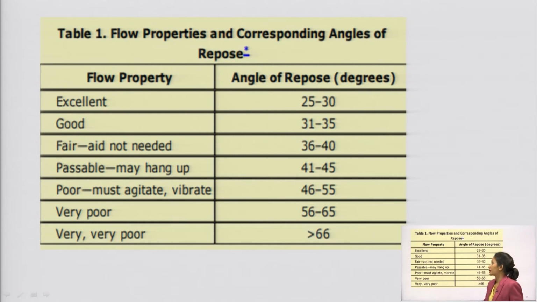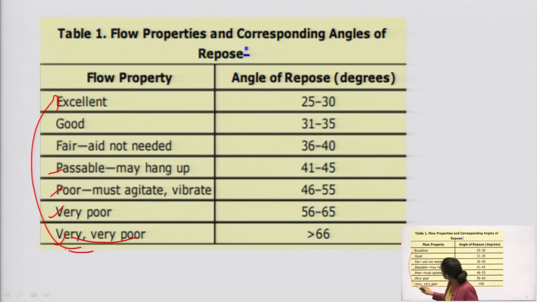But if it is poor, passable, very poor, very very poor, then what should we do to improve its flow property? It cannot be that we turn very very poor into excellent, no. But what can we do? It can be improved up to a possible fair range, so that at least the flow properties will somehow be increased to some extent.